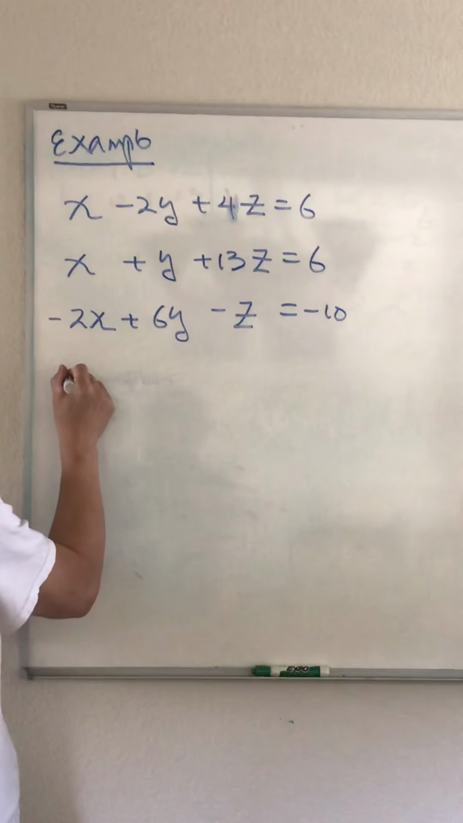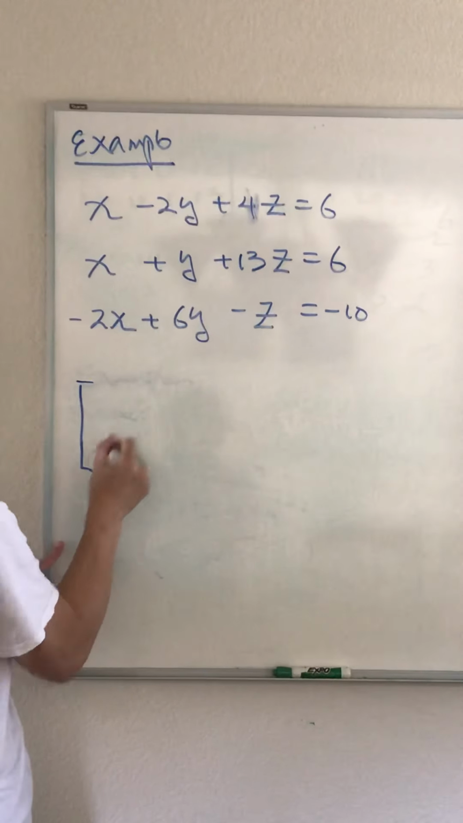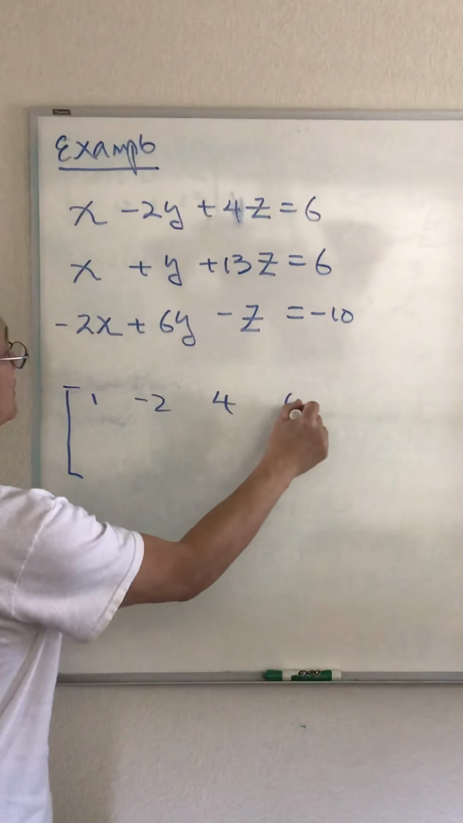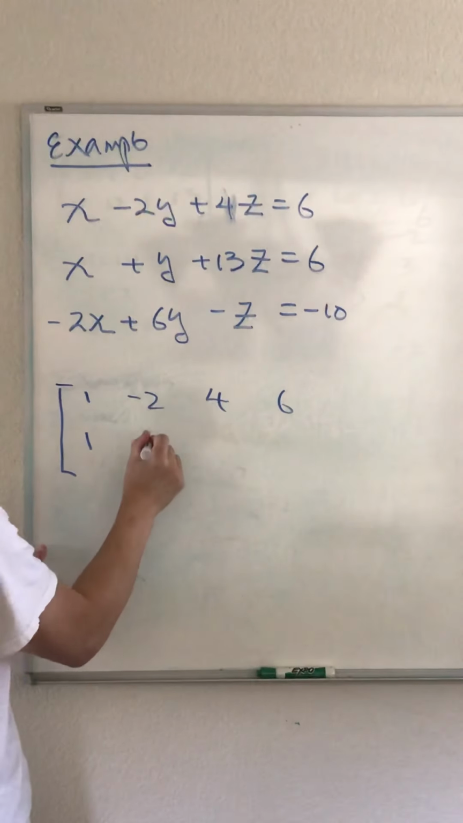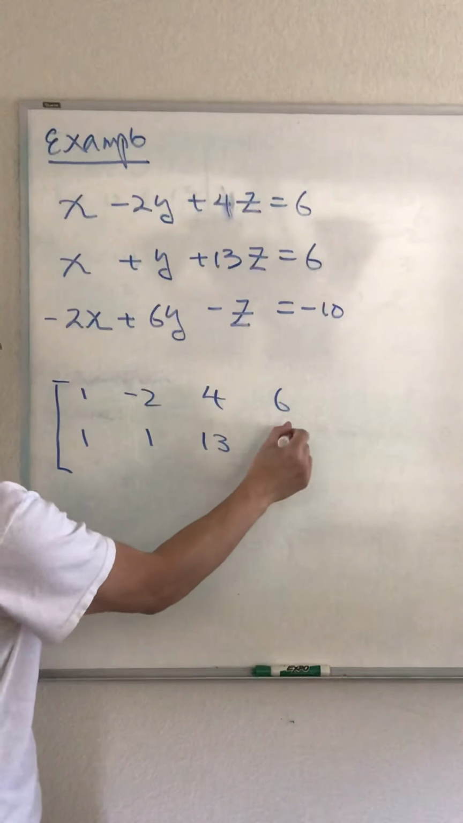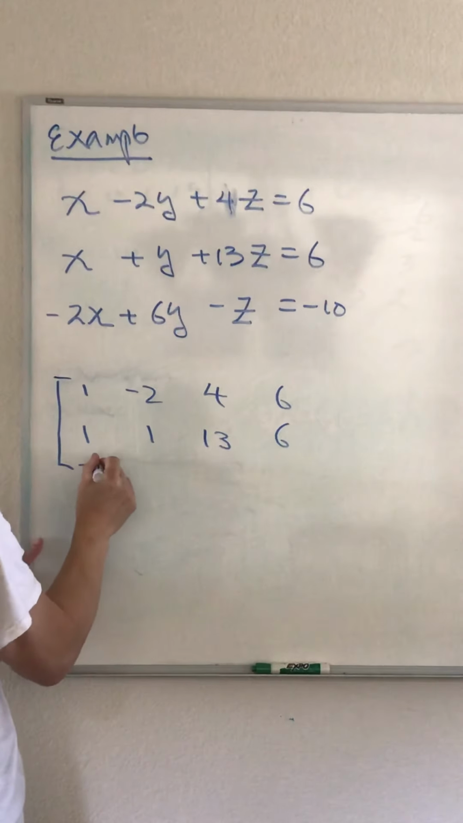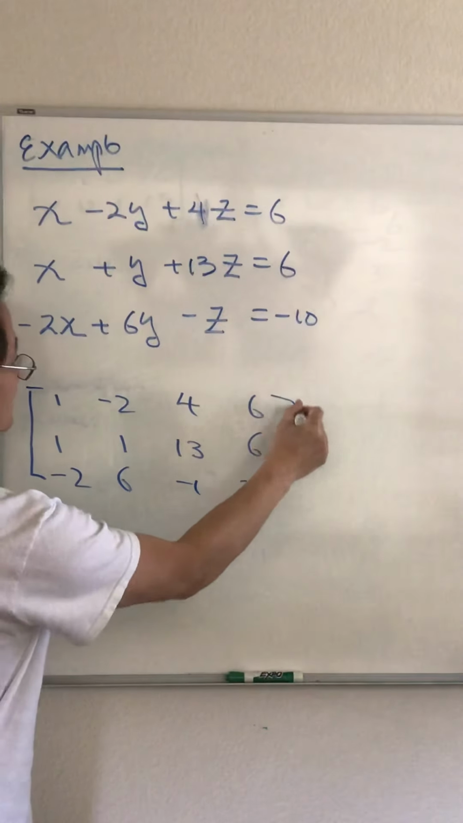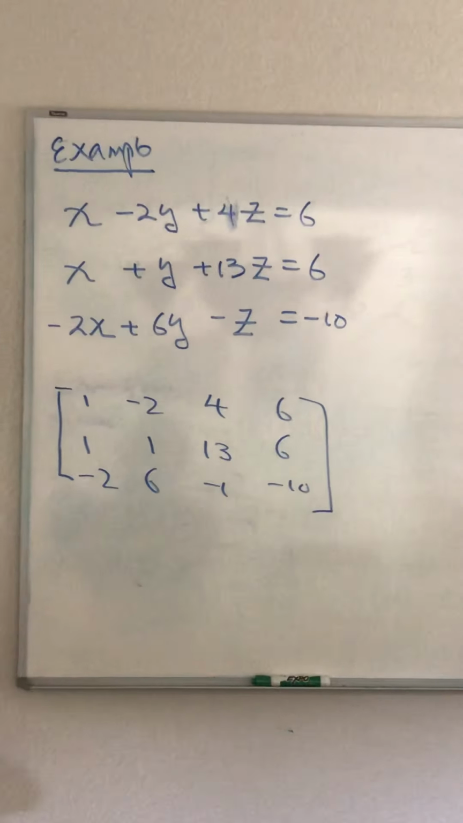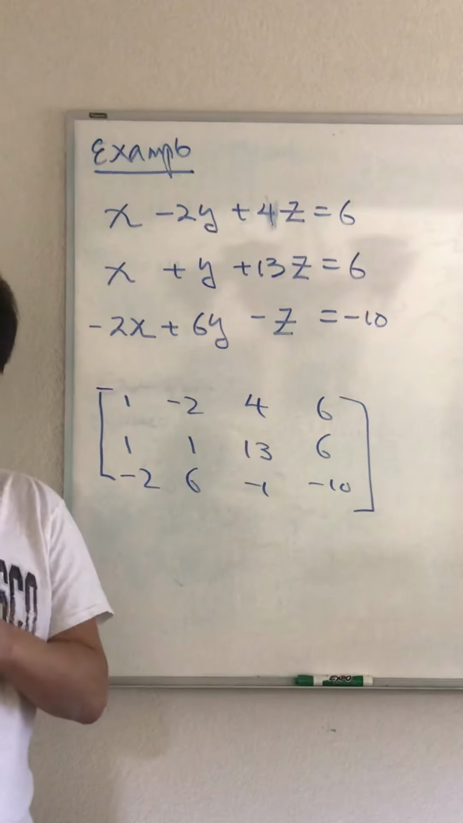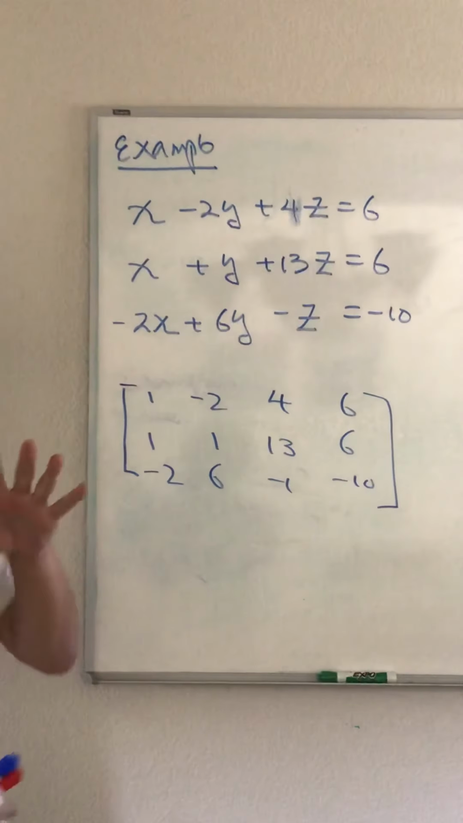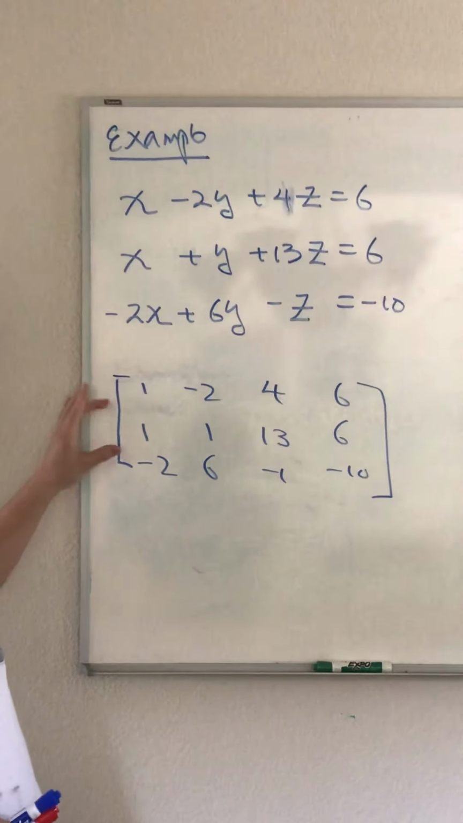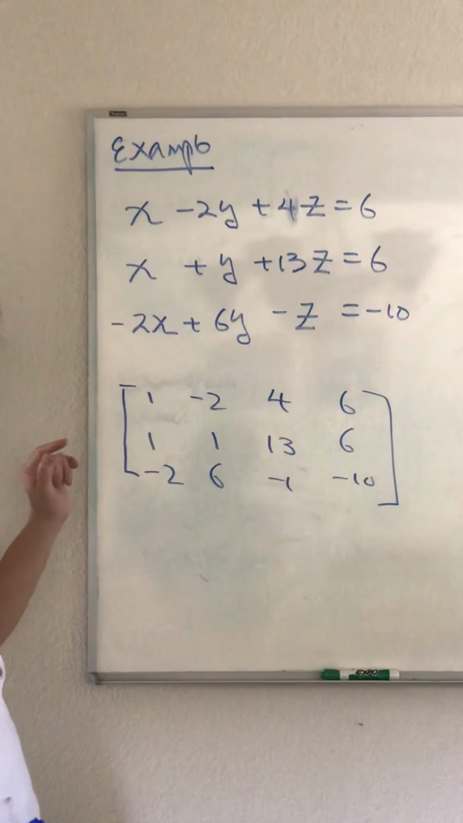So you go 1, minus 2, 4, 6. 1, 1, 13, 6. Negative 2, 6, negative 1, negative 10. Okay? Now, what I will do next is use row operations to rewrite this matrix into the reduced row echelon form.